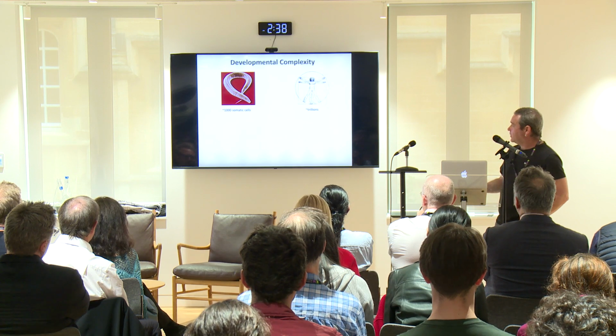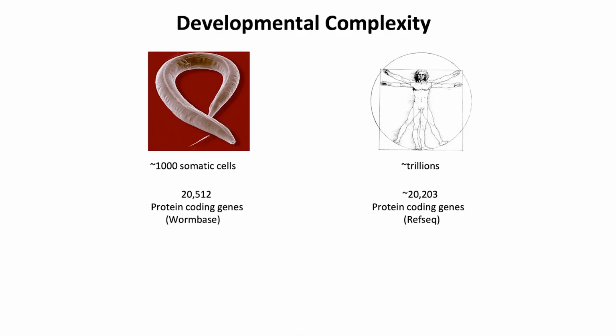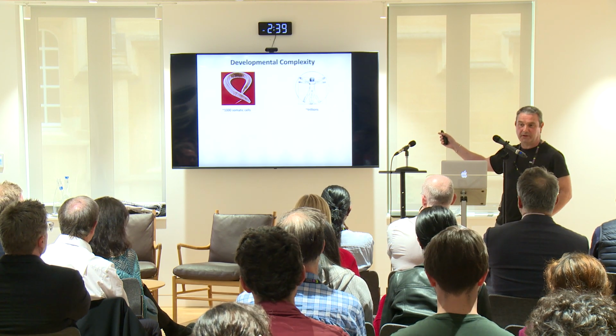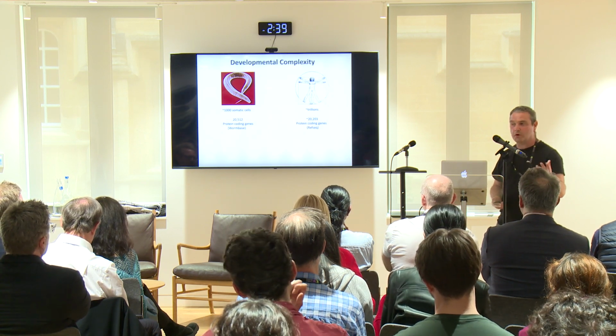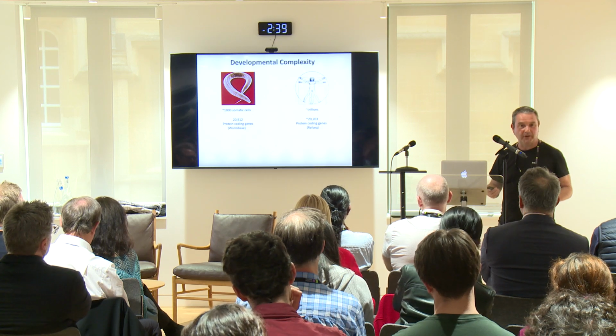Also, if you look at the mental complexity, this little thing on the left is a worm called C. elegans. It's got about 1,000 cells, not very many different types of cells. We're on the right, we've got trillions of cells. We have no idea how many types of cells are in us. And we have pretty much the same number of genes. So where does all this complexity come from? It comes from the junk.